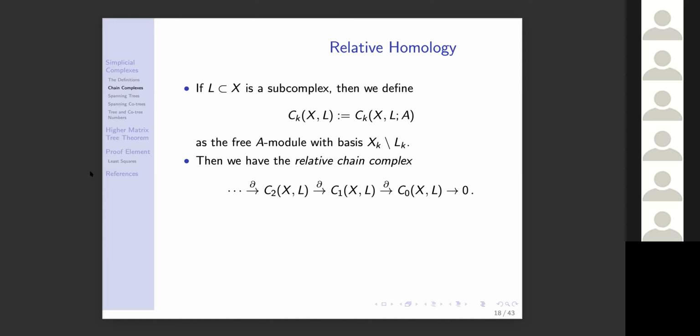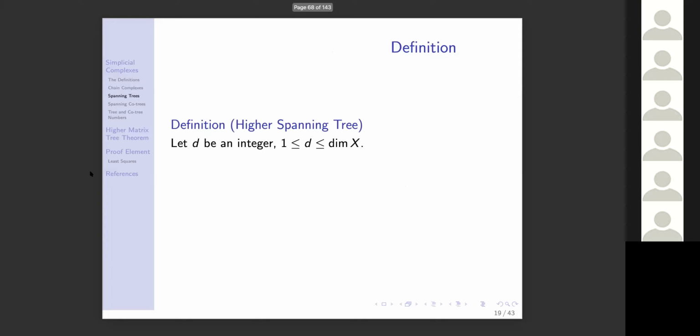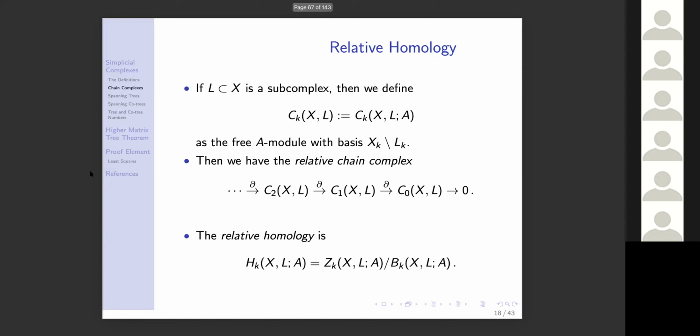So you get a chain complex called the relative chain complex. I've suppressed the coefficients. It's the same coefficients in A. These are A modules, free A modules. The relative homology is again defined in the same way, but you work with the relative complex. It's the cycles divided by the boundaries. Okay, so that's what I wanted to say about homology.